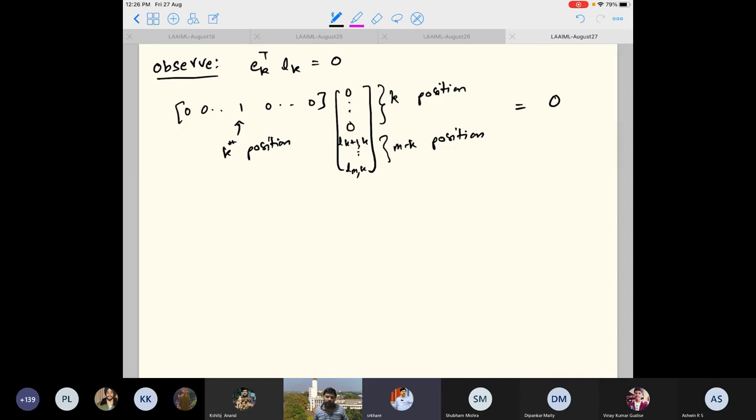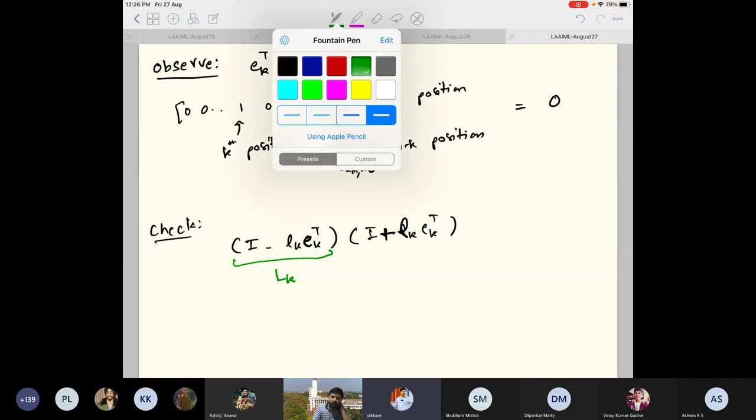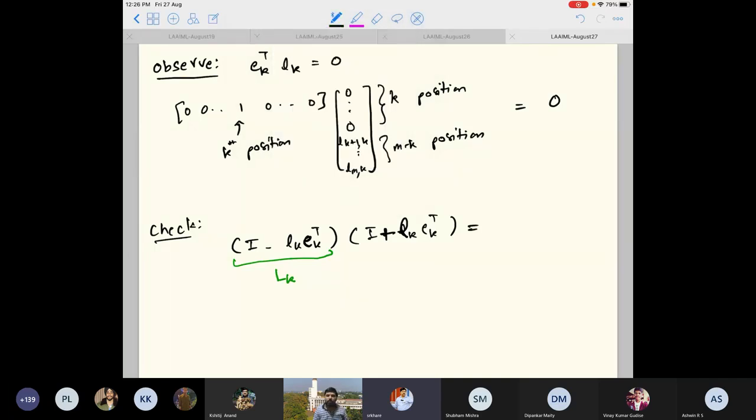Now if you have this understanding, then I tell you, you check this. What is it that you want to check? You check I minus LK EK transpose into I plus LK EK transpose. Now you check, this matrix was LK, and this is another matrix that I am having. What is the product here?